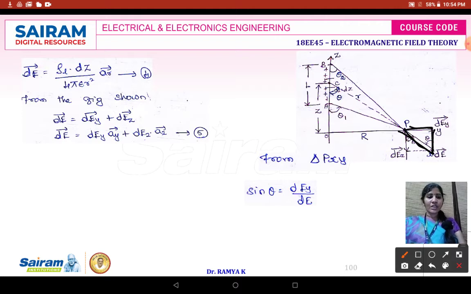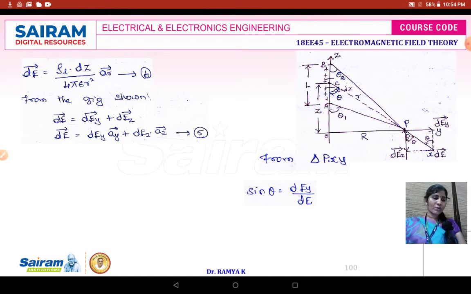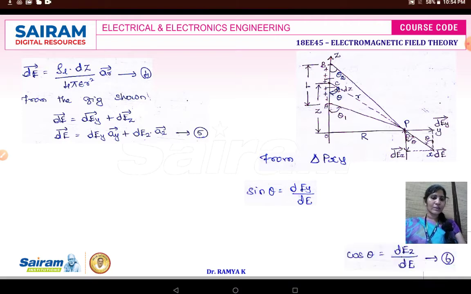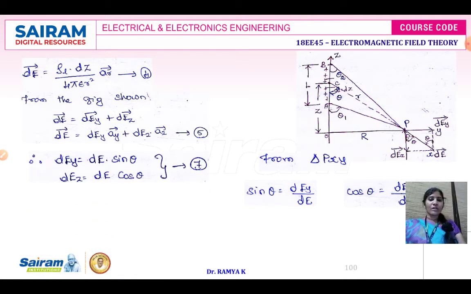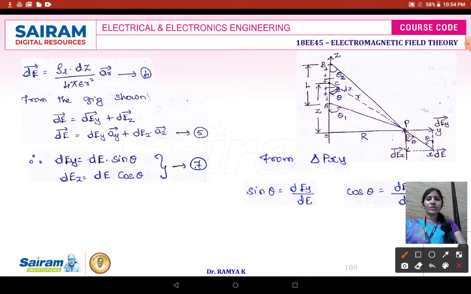In the same triangle, what is cos theta? Cos theta is going to be adjacent by hypotenuse. Which is the adjacent part? The adjacent part is going to be dEz, so dEz divided by dE. Therefore, the electric field intensity along the y-axis and z-axis can be written from these two equations: dEy is equal to dE into sin theta and dEz is equal to dE into cos theta.